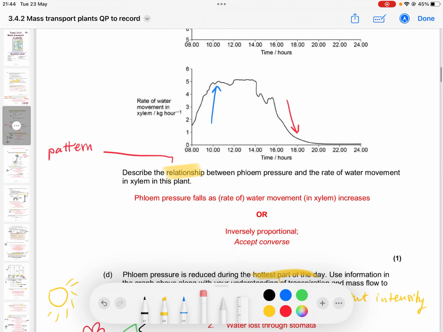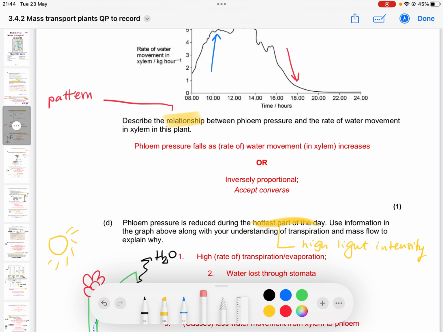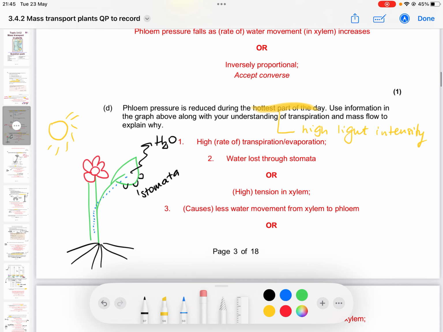Another part of this question refers to the phloem pressure being reduced during the hottest part of the day. What we need to remember is that the hottest part of the day has the highest light intensity. If you look at my diagram to the left here, the light intensity causes transpiration, so stomata open. That increases the water loss through transpiration, and of course the water is lost through the stomata which open.